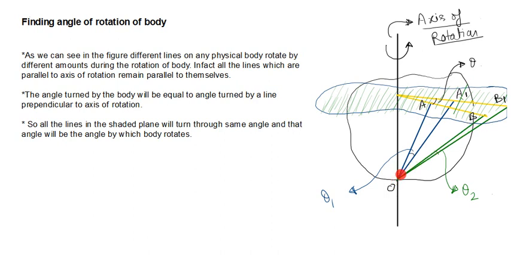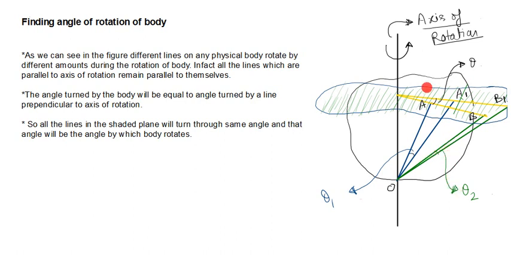So as the body is rotating, different lines are rotating by different amounts. For example, this line OA got rotated by an angle theta 1 and its final orientation is along OA1. So OA was the orientation before rotation and OA1 is the orientation after rotation, and theta 1 is basically the angle of rotation. Similarly, OB is the orientation before rotation and OB1 is the orientation after rotation, and theta 2 is basically the angle of rotation. Okay. So this line gets rotated by an angle theta 1 and this line gets rotated by an angle theta 2.